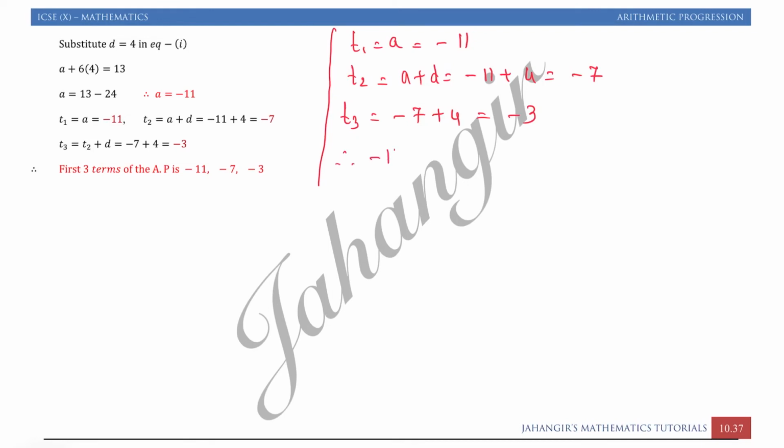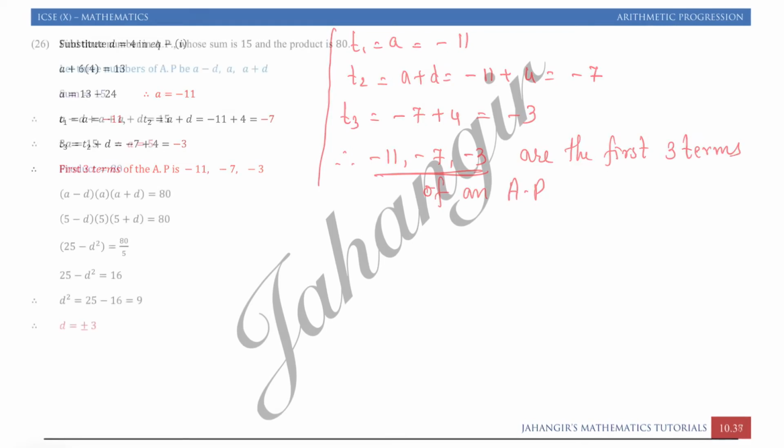So therefore minus 11, minus 7, minus 3 are the first three terms of an AP. These are the first three terms of an AP. Hope you understood this. This type of question is quite important.